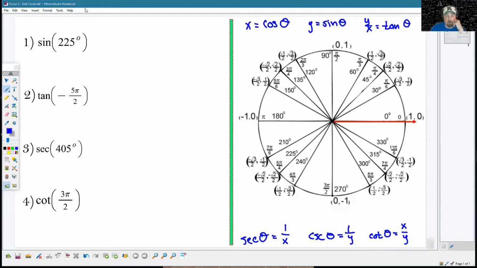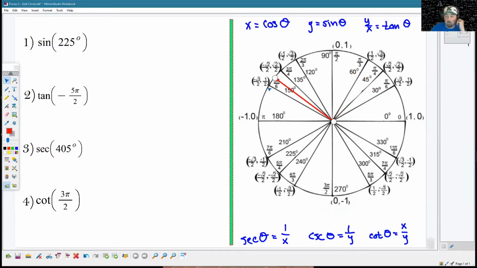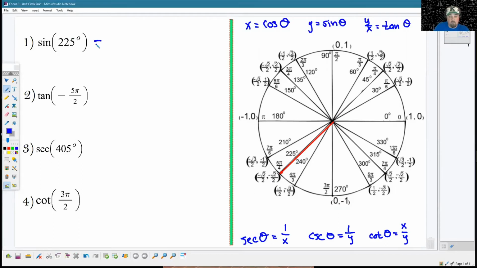So let's measure out our angle of rotation. 225 degrees positive points us to that point right there. There's our 225, nice and labeled. We want sine. Sine is the y coordinate. Y coordinate is negative square root 2 over 2. So this is negative root 2 over 2. We're done. That's what I'm looking for as our answer right there.